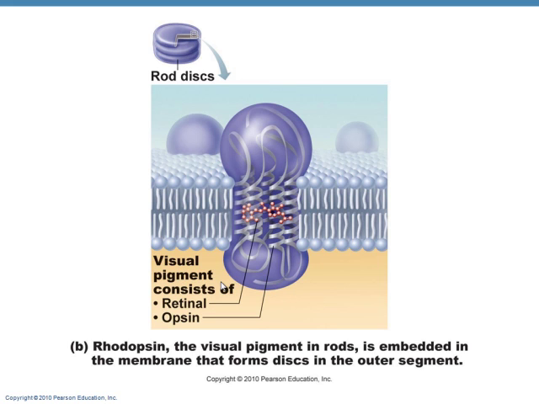So the first player in the chemistry of vision, and we can see our little discs up there showing us where all of this chemistry is taking place, consists of two major components. One is called retinal, and one is called opsin. The two work together for the physiology of vision. So once these guys come together in a certain compound, we're going to fire off the receptors and start that nerve impulse going.